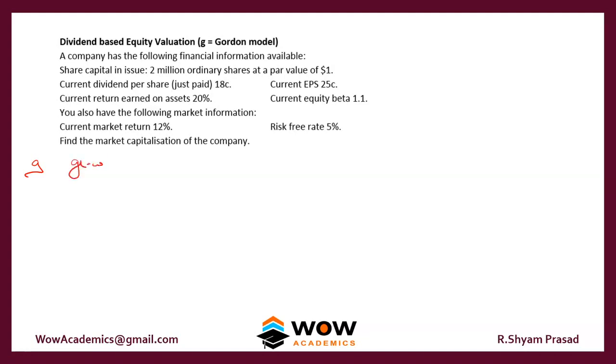So we need to find out the G, the growth rate in dividend. Okay, that is what G is. So G, how do we find it out? We can't find it out through the CAGR method here. He has given us DPS, he has given us EPS, and he has given us the rate of return. So use the Gordon method.